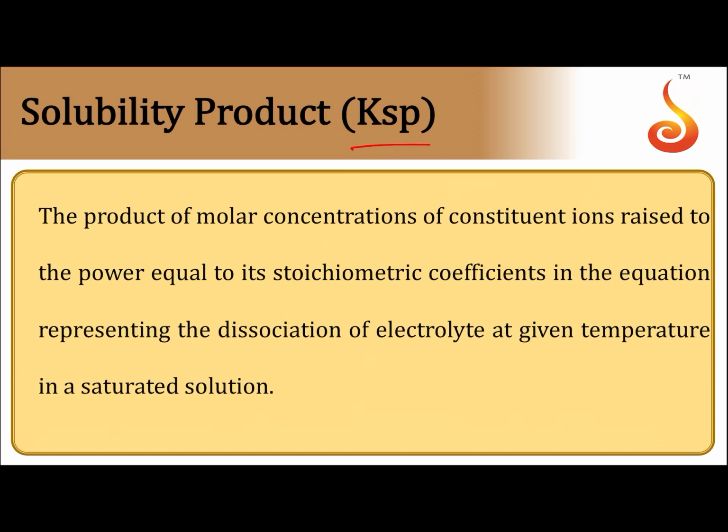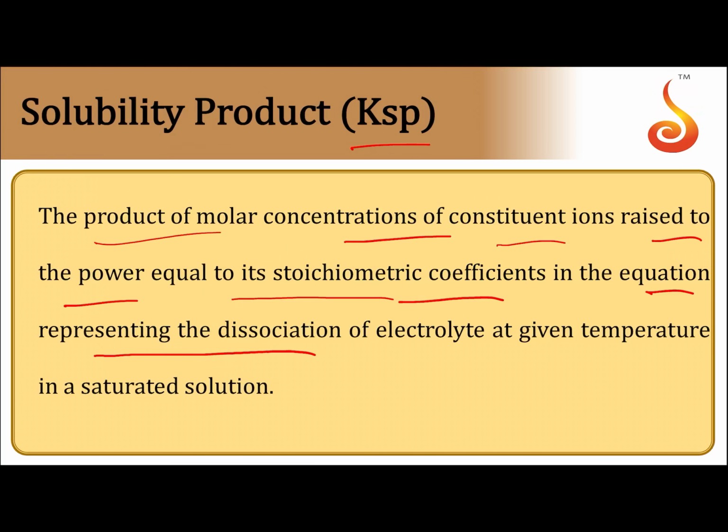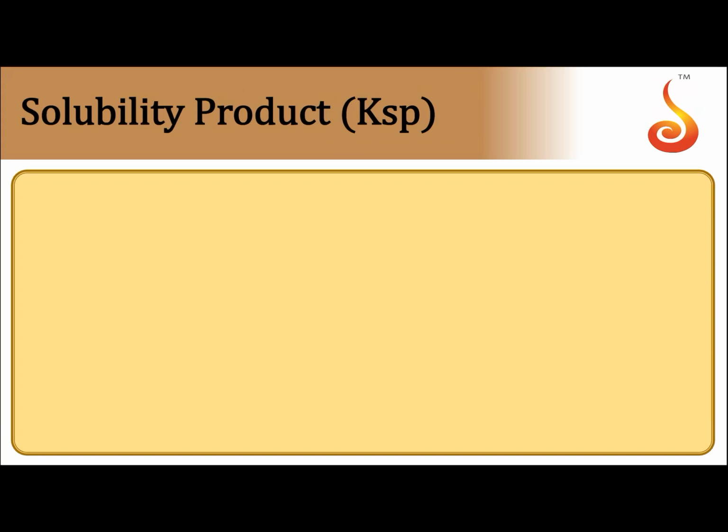Then comes the solubility product. It is defined as the product of molar concentrations of constituent ions raised to the power equal to their stoichiometric coefficients in the equation representing the dissociation of an electrolyte at a given temperature in a saturated solution. This itself is called the solubility product.